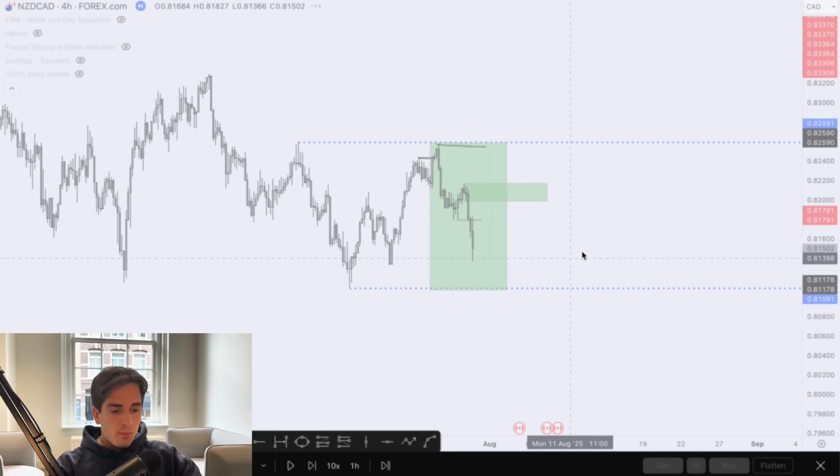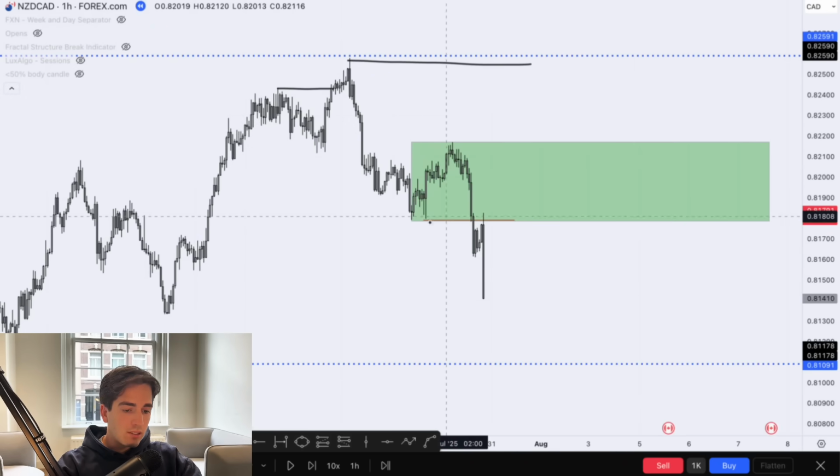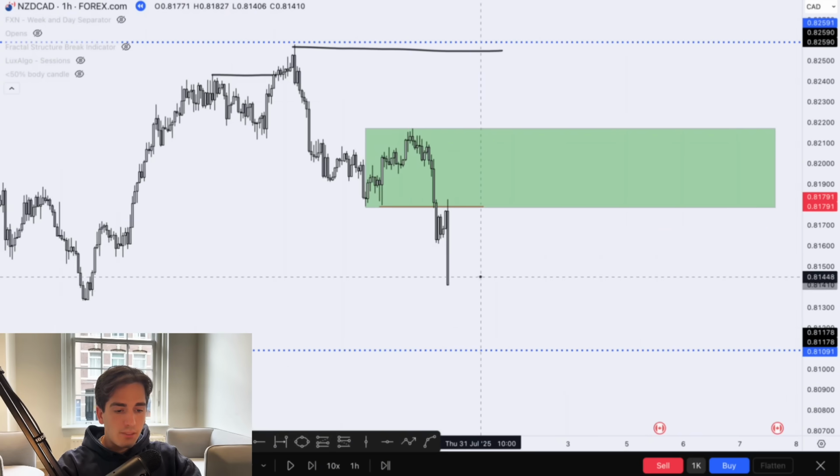So on the 1 hour time frame, I'm looking to enter off of that 4 hour strong area of supply, which is kind of like this entire green zone. So wherever in that green zone, I'm just happy to look for a sell.